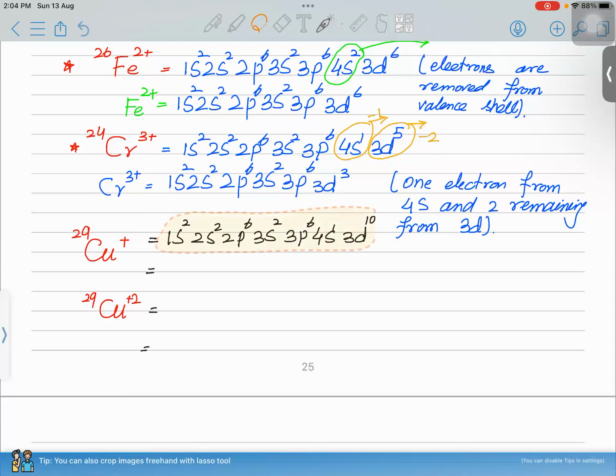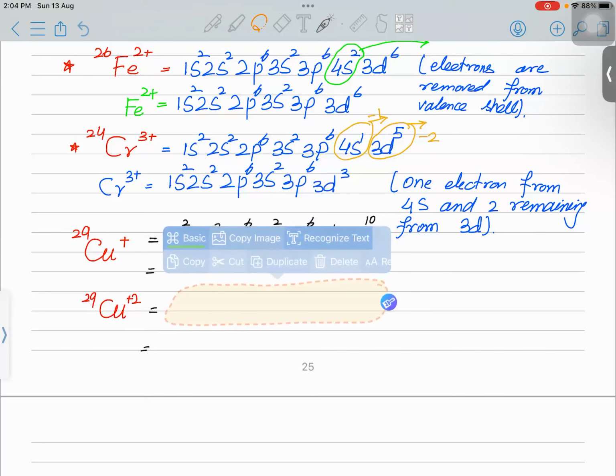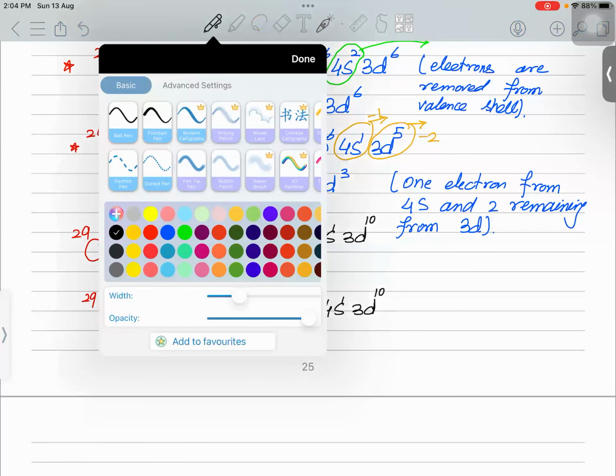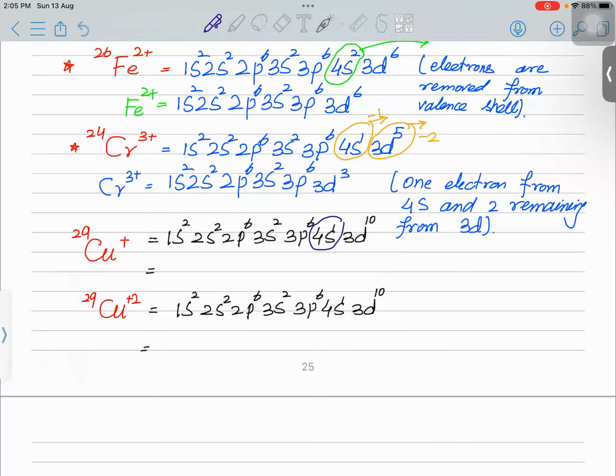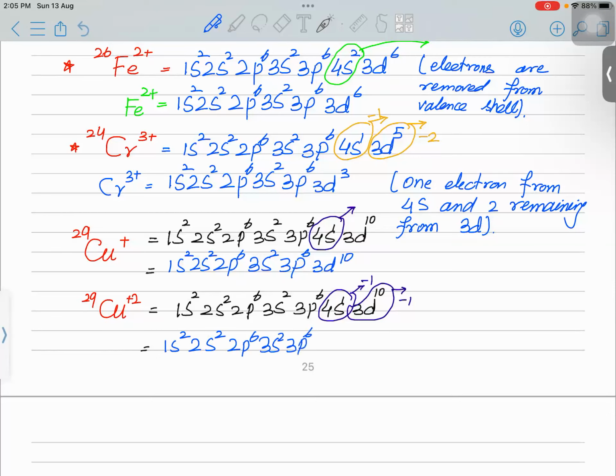Now, just remove one electron, just remove 4s. And for the second one, we should also remove one electron from 3d. So, one electron from 4s and one from 3d. So, it becomes 1s2, 2s2, 2p6, 3s2, 3p6 and 3d9. Very good. This is the electronic configuration considering ions, right? So this is all about today.